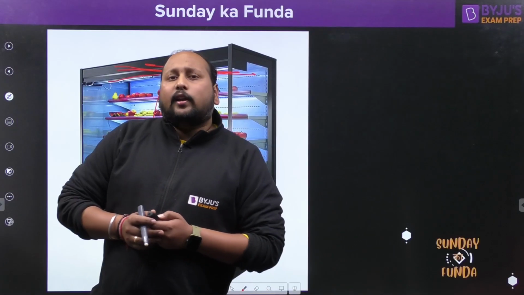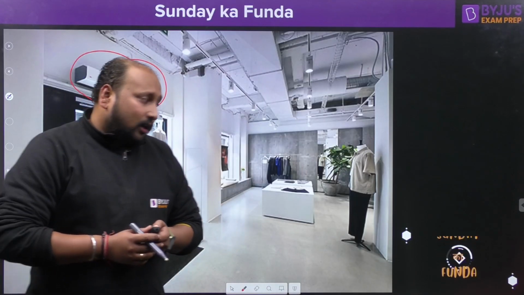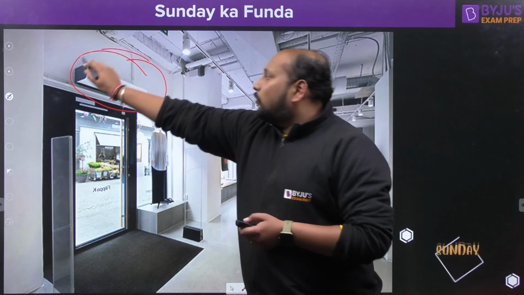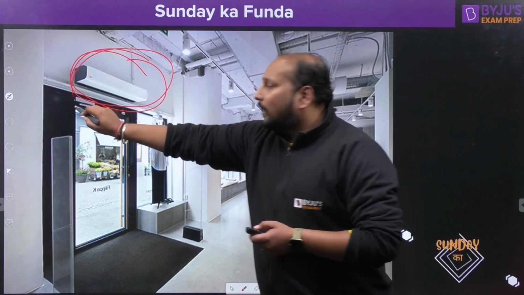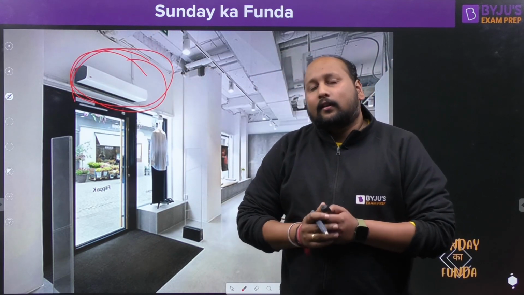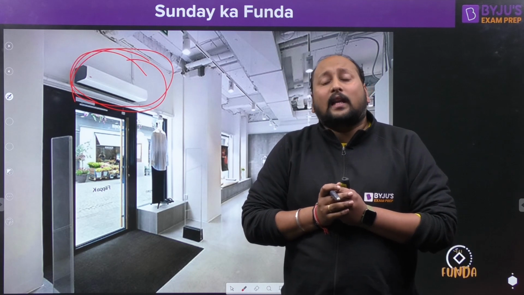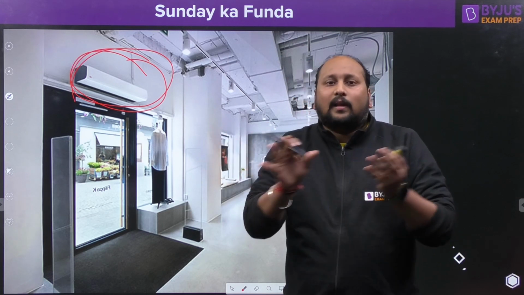Now whenever you go to any mall or enter any showroom, try to remember this video, that we have an air curtain. And what is an application of the air curtain? We use it to protect the inside ambient or air conditions from the outside.